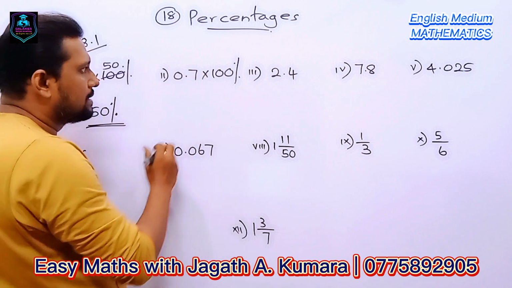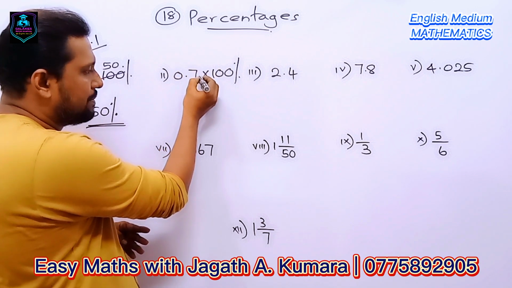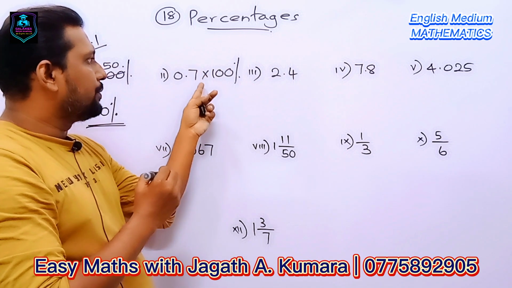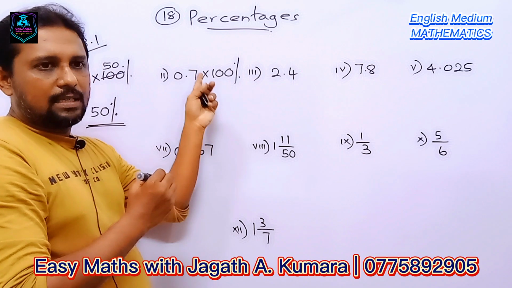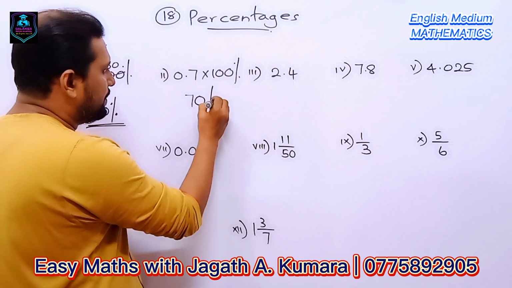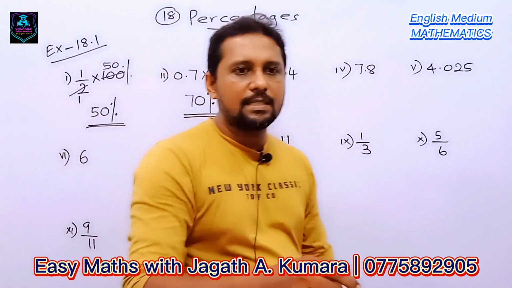Then what is the answer? One place you can go, after 7 you can keep the decimal point, then for another place we have to move, you can put another zero at the end of this decimal value. So what is the answer? 70%. Right, it is the second part answer.